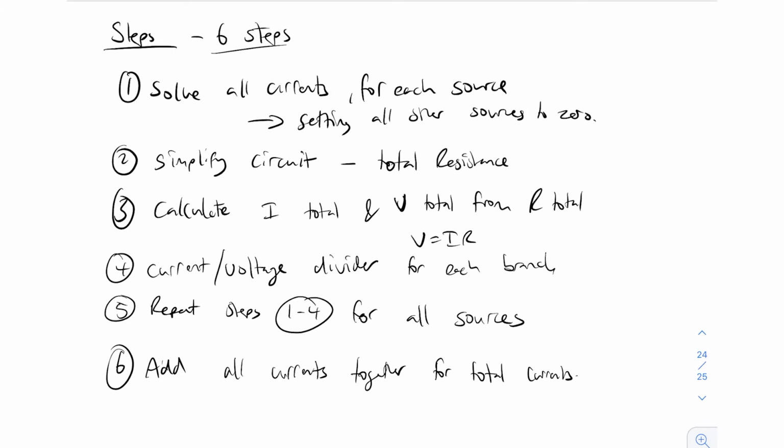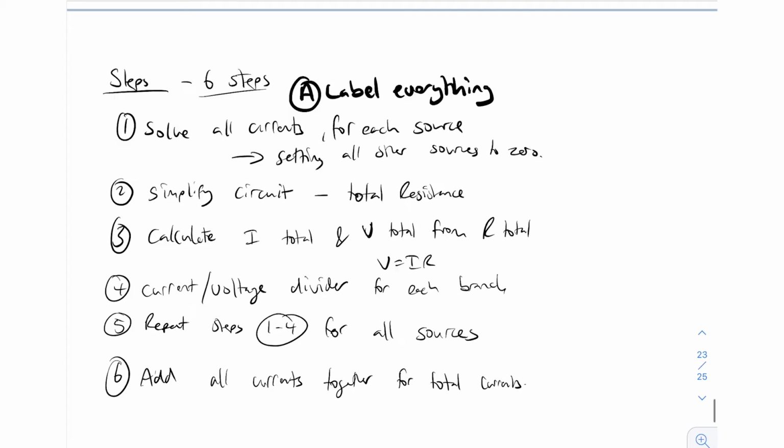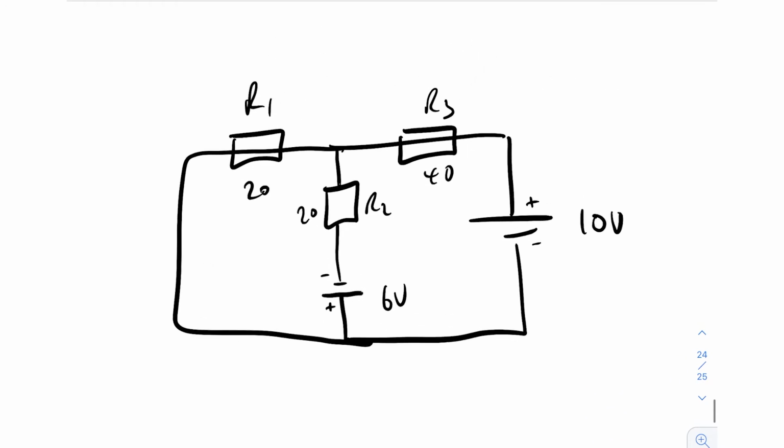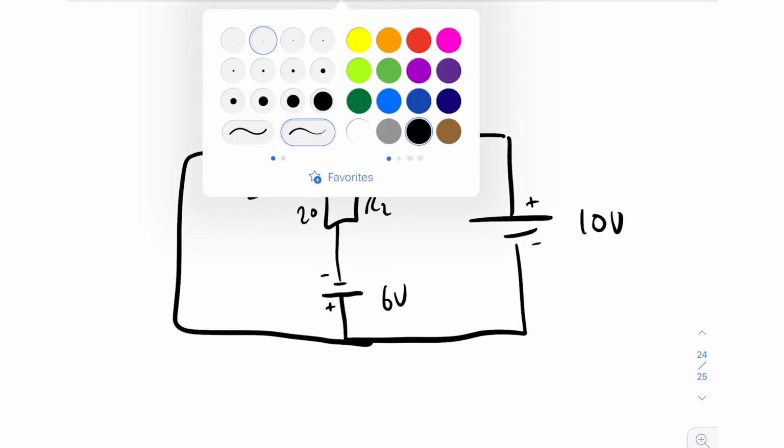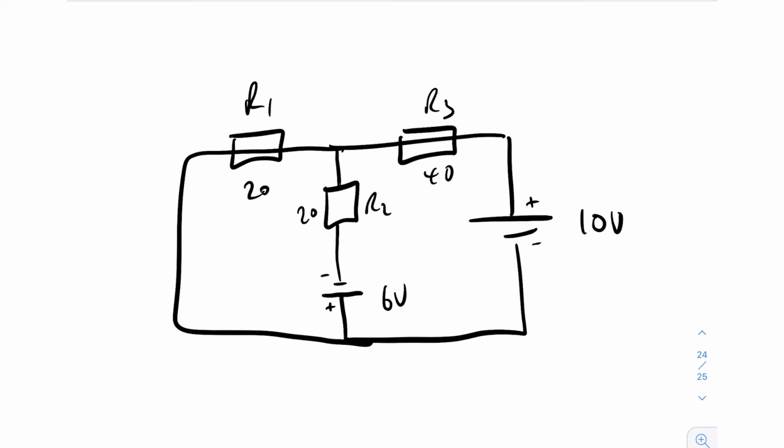I actually didn't put on here as part of the steps labeling everything. It's very, very important actually that we label. Usually I include labeling as part of the first steps. But basically what we need to do is label which direction we're guessing that the currents are going before we do anything.